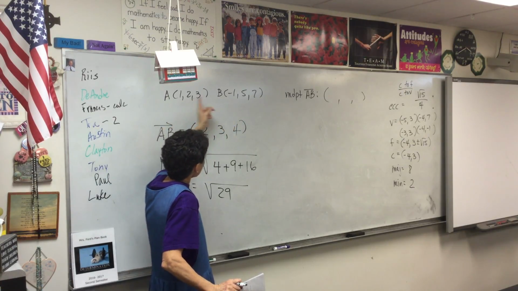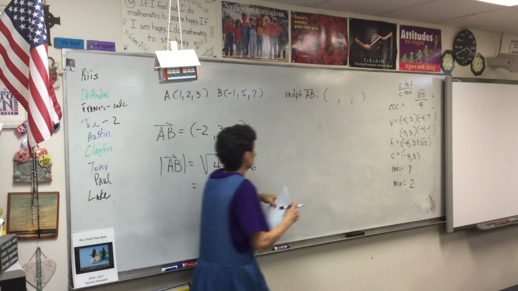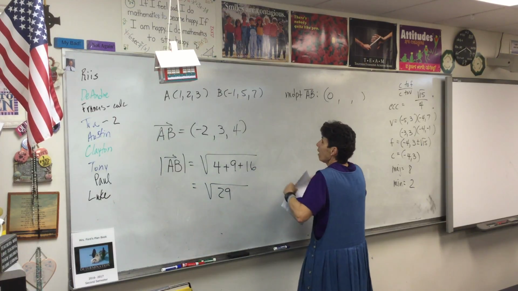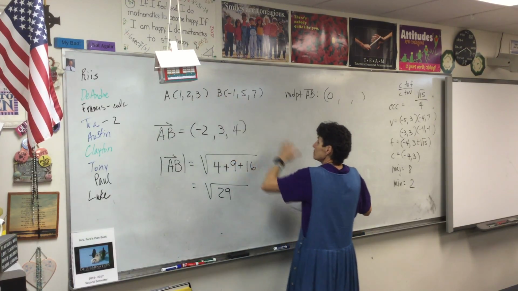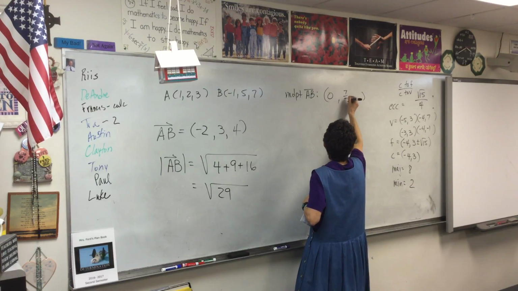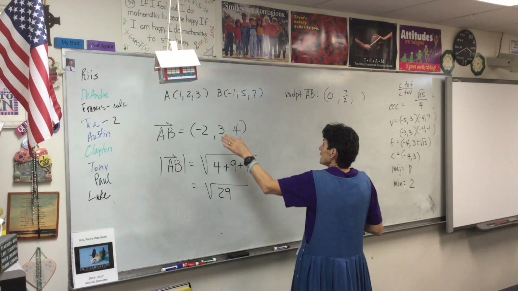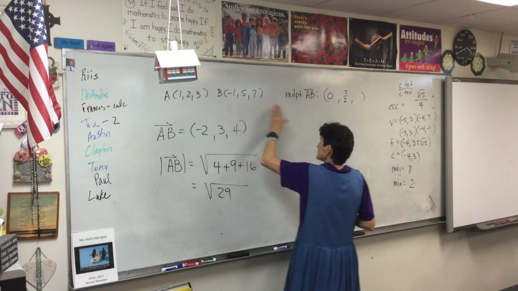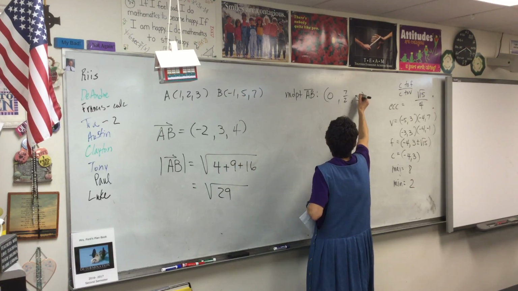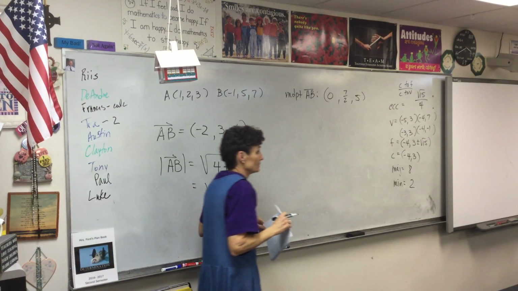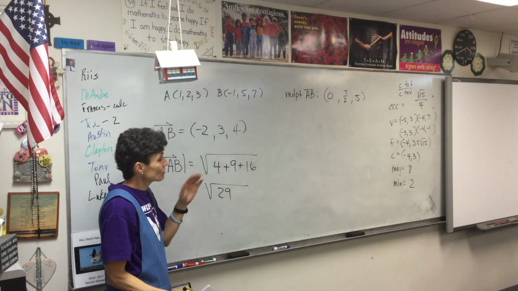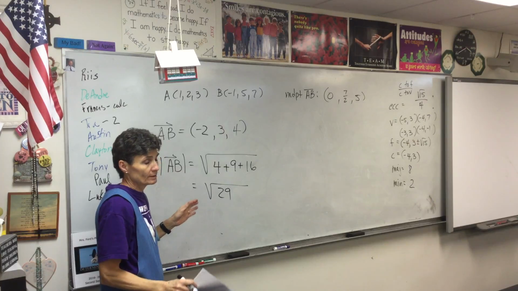So what is our average x? 0. Our average y? 7/2, 3.5, however you want to write it. And what is our average z? 5. Done. If you miss these questions, you're just not paying attention at all. These are easy.